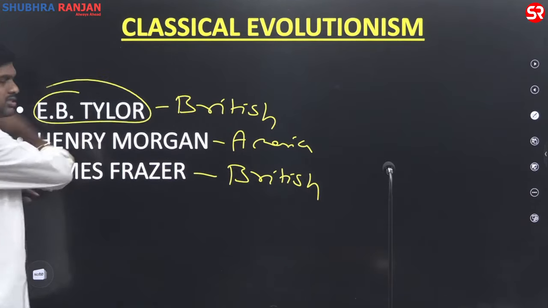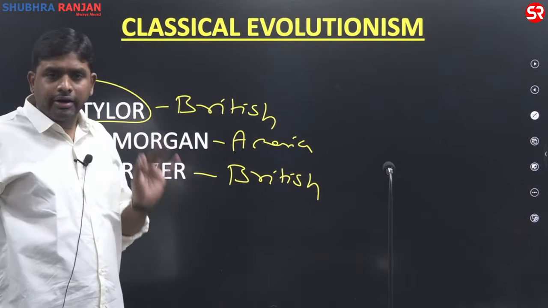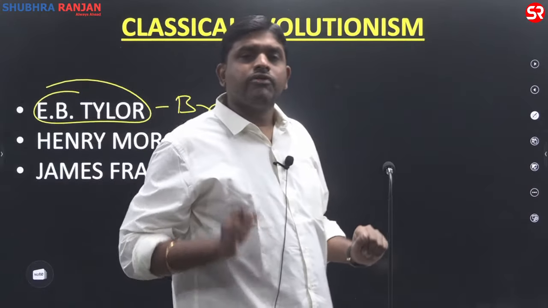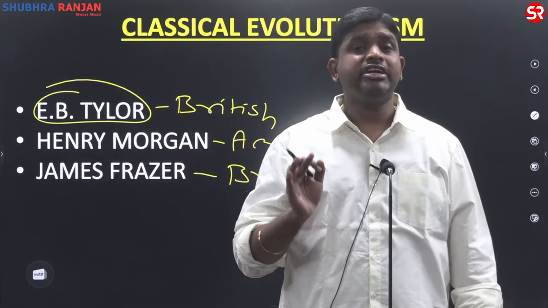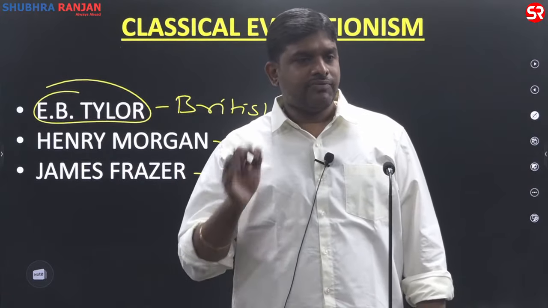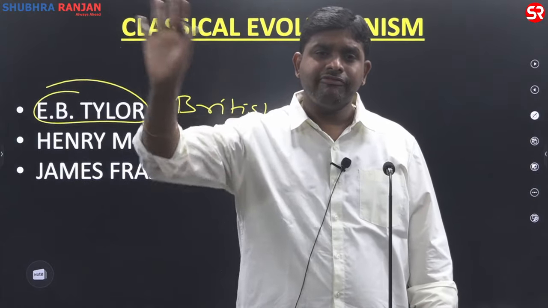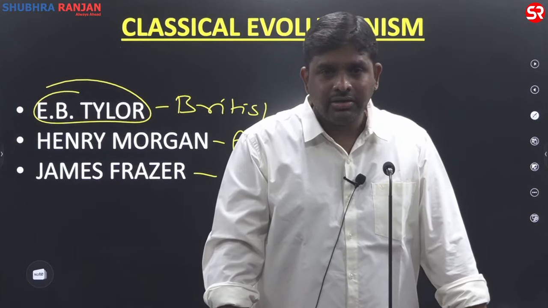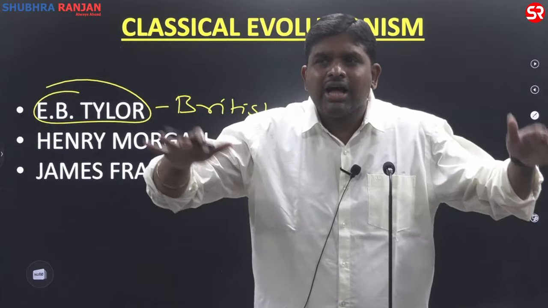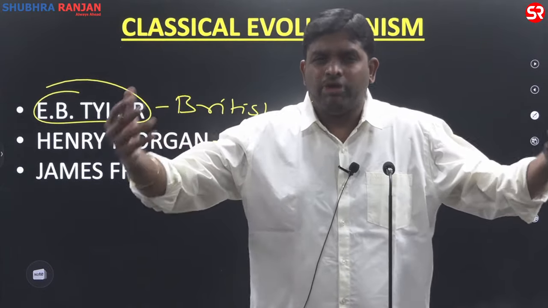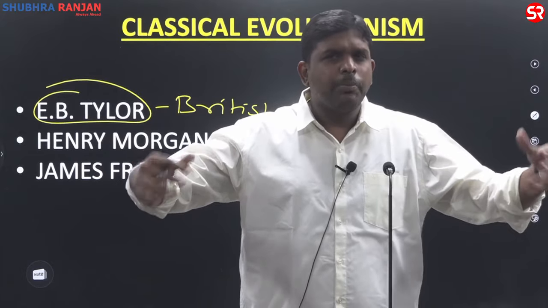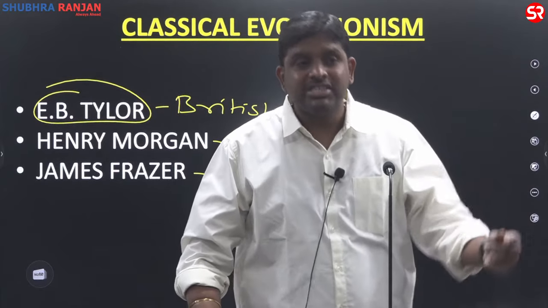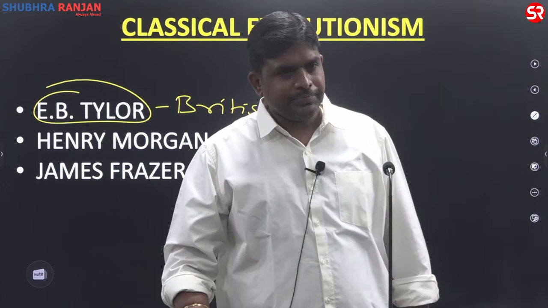So the first person is E.B. Taylor, Edward Burnett Tylor. He is considered the first professional anthropologist of the discipline of anthropology. Number two, he is considered the first professor from the discipline of anthropology. Means by the time anthropology was there, it was amateur, naive, with no professor with full-fledged knowledge of the discipline. So this person is considered the first professional professor from the discipline of anthropology. And a Britisher.